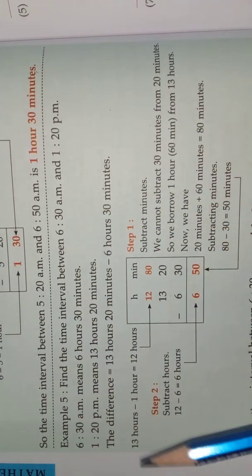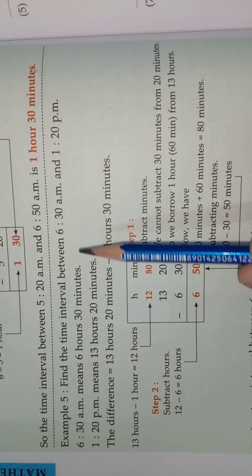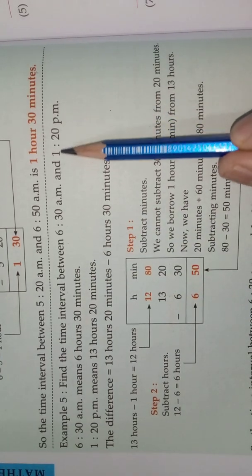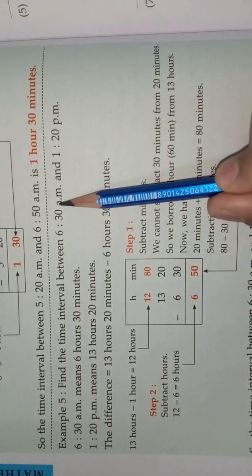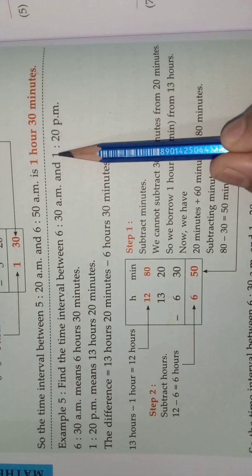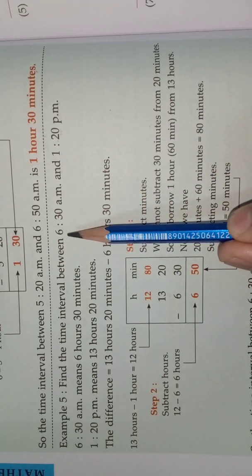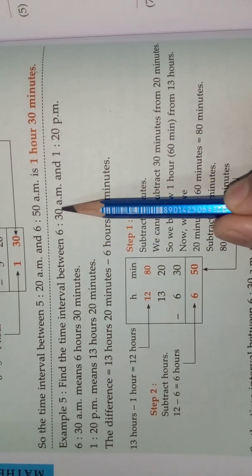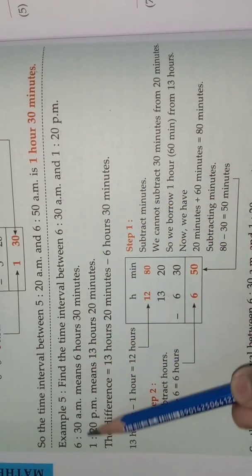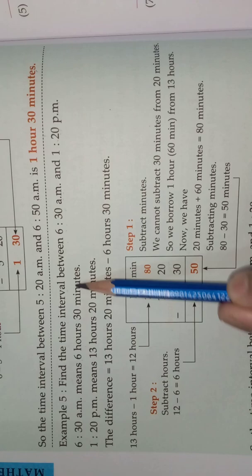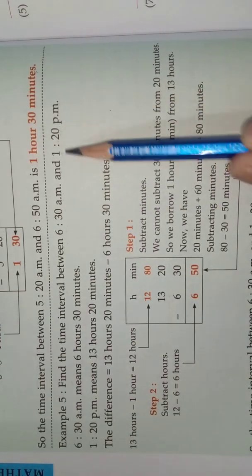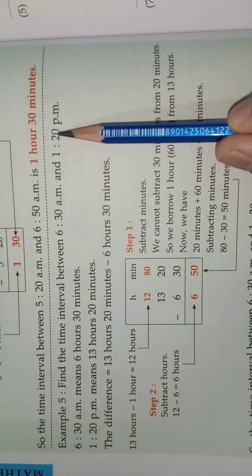and 1:20 p.m. So, what we should do? We should convert it into 24-hour clock, okay. And we should subtract the starting time from the ending time. So, convert first to 24-hour clock. 6:30 a.m. is nothing but, since it is in a.m., 6 hours 30 minutes, okay. 6:30 a.m. is 6 hours 30 minutes. 1:20 p.m. So, we should add 12, that means we should add only to the hours, not minutes, okay.